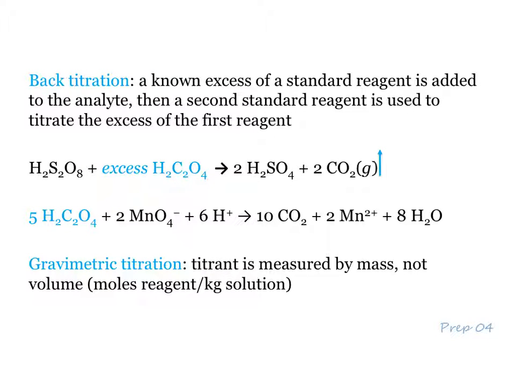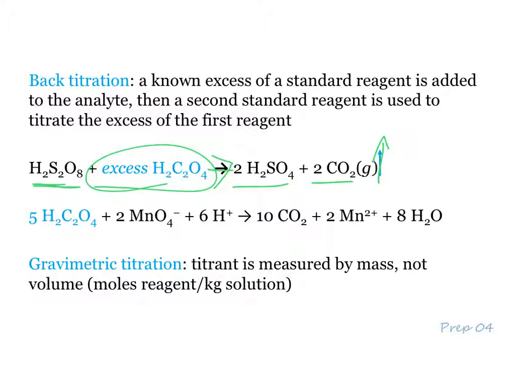Another type of titration is the back titration. In this example, an excess of oxalic acid, in blue, is added to peroxydisulfuric acid, and this excess of oxalic acid is going to push this reaction all the way to completion, giving us 2 moles of sulfuric acid and 2 moles of carbon dioxide, which are driven off because this is done at a higher temperature.